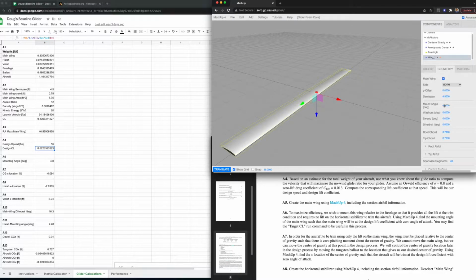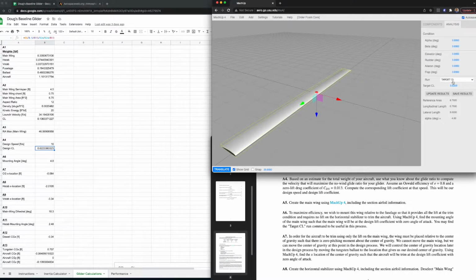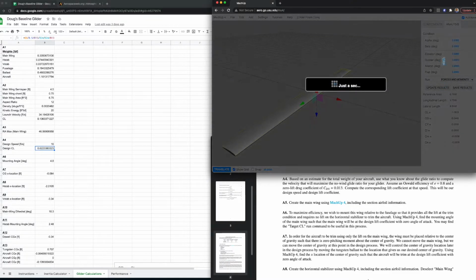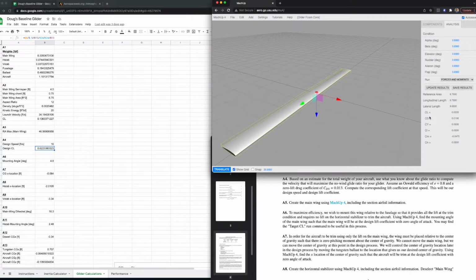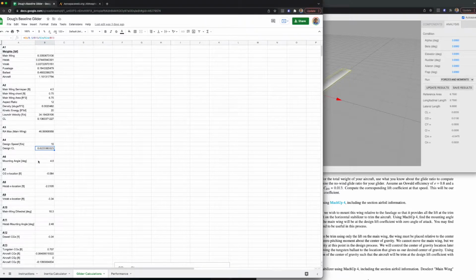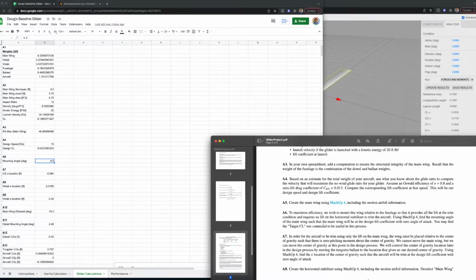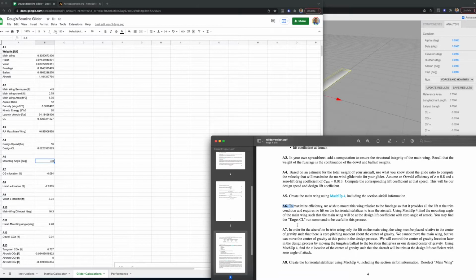So now that's mounted at 4.8, and instead of running target CL, I'm going to go back to forces and moments, update results at 0 degrees angle of attack, and there we are. We're at a lift coefficient of 0.622. Okay, so that gives me a mounting angle here for A6 of 4.8. All right, so that's A6.